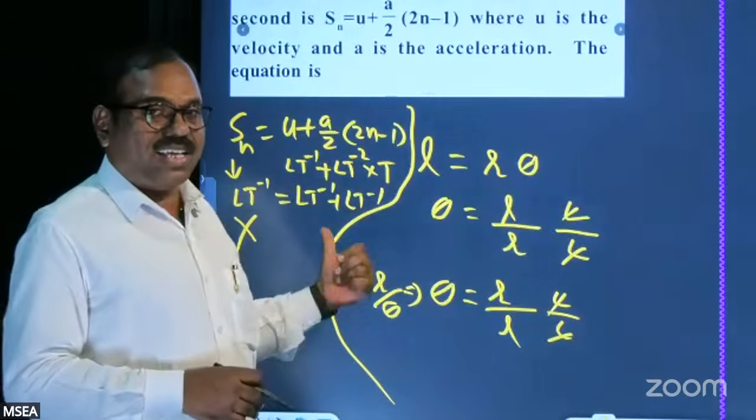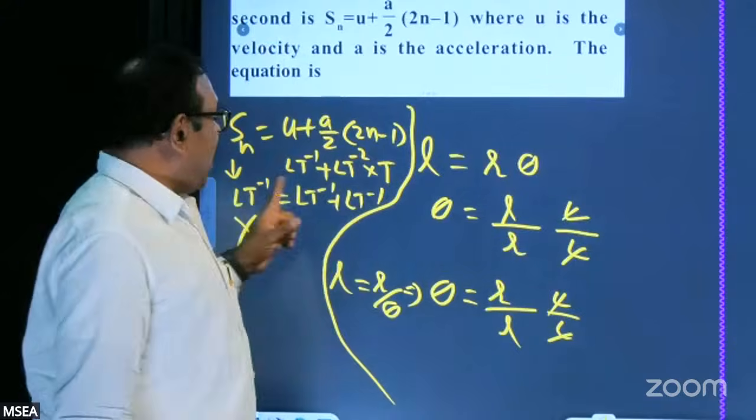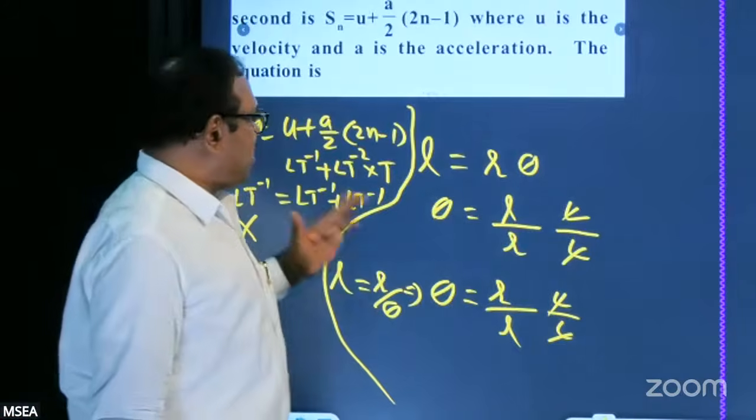they get confused and they say the answer is LT minus 1. Even in the options, LT minus 1 will be there. But LT minus 1 is wrong for Sn. But what is the correct one?